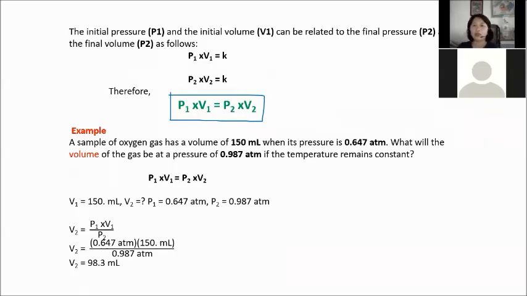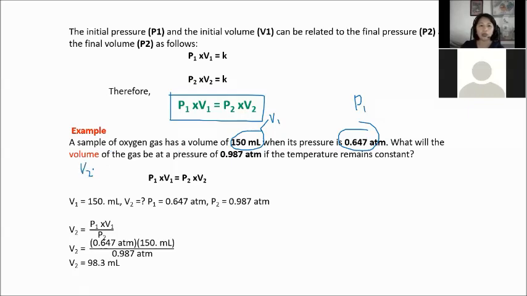Let's have this example. A sample of oxygen gas has a volume of 150 ml when its pressure is 0.647 atm. What will the volume of the gas be at a pressure of 0.987 atm if the temperature remains constant? So ano-ano yung mga given dito? 150 ml, this is volume. This is V1. And this is P1. Observe na nasa isang sentence lang, meaning isang condition lang ito.